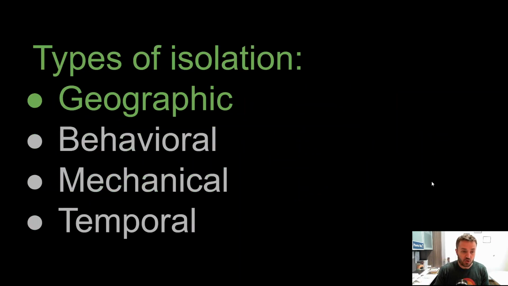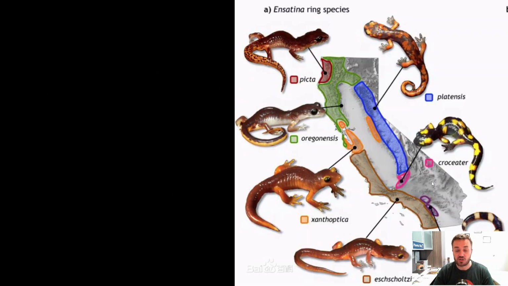So first type of reproductive isolation that we're going to talk about is geographic isolation. Geographic isolation is the idea that if a species can't reach each other, there's no gene flow. So if they have a mutation, that mutation can't spread to anybody else, and they'll end up with different species. This is called the ring species, the Ensatina ring species. This is a type of salamander. This big gap down the middle of California, if you're not very familiar with California, is a desert. It's dry, and salamanders don't do well in dry.